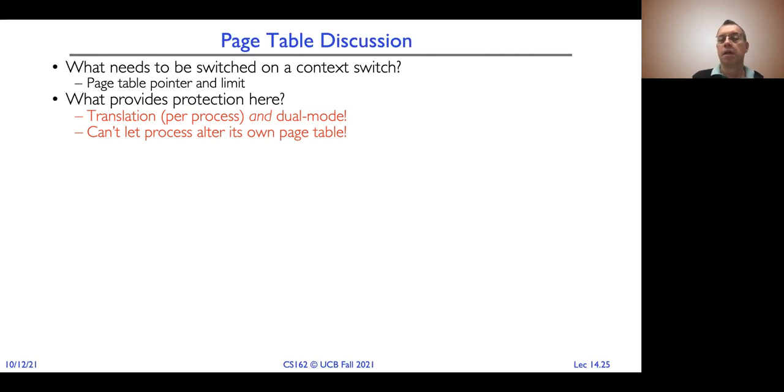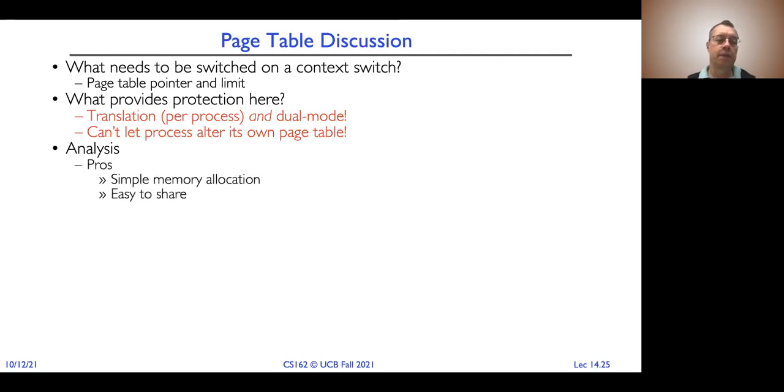Again, remember about the dual mode operation, because these page tables can be only modified and accessed by the kernel. You cannot let an application access these page tables because then they can change the page table and point to any other address, including the kernel or the address of other applications.